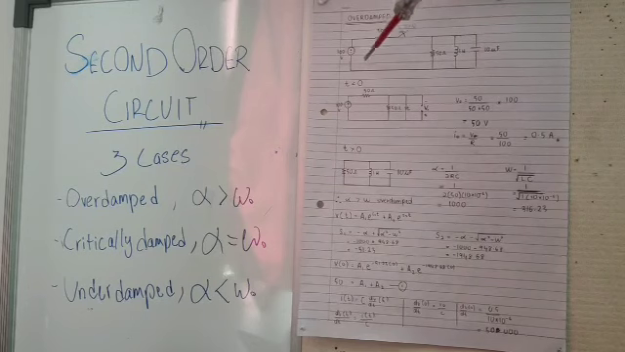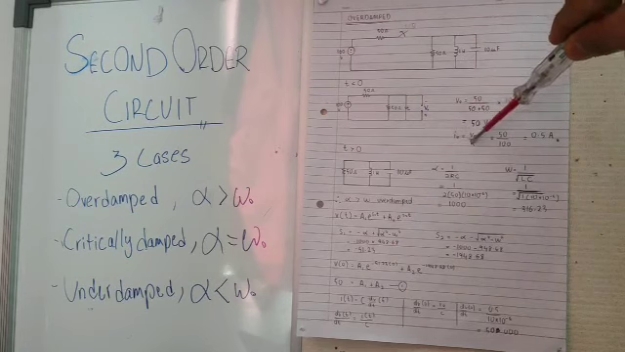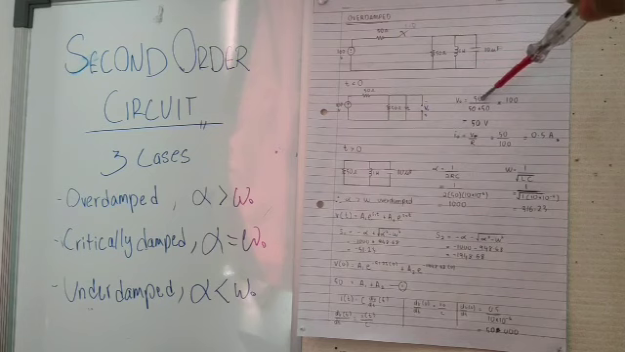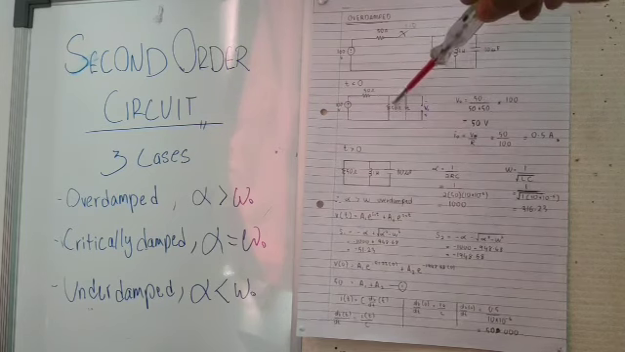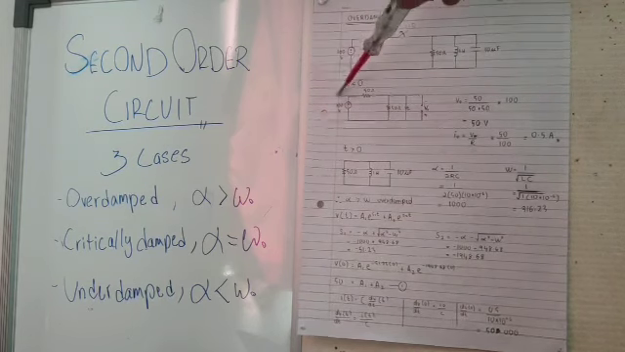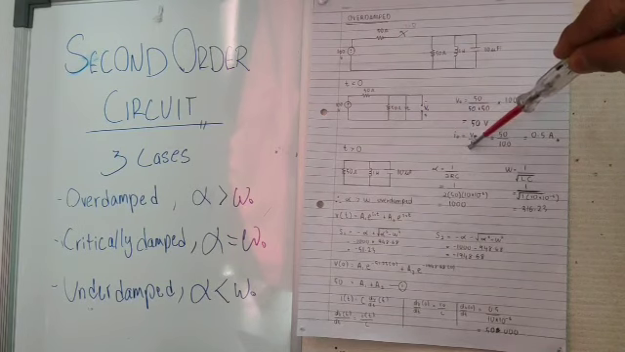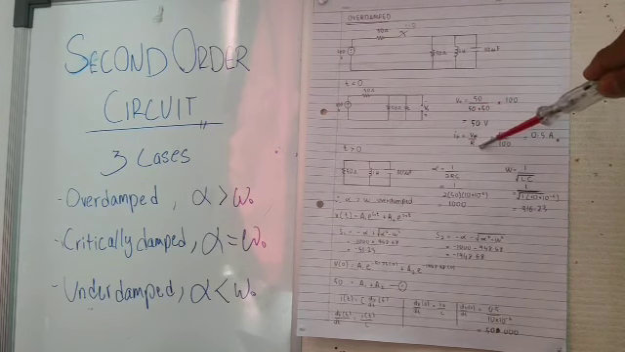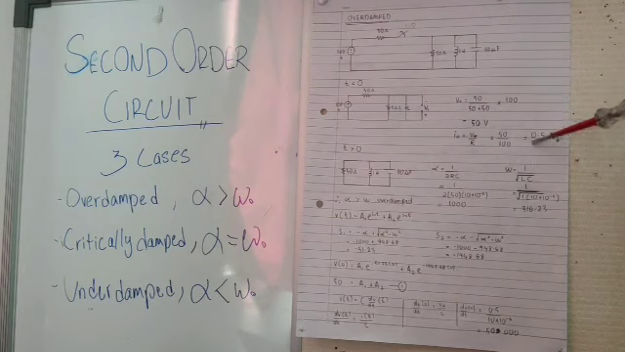So the first step is when t less than 0, we can find V0 and I0. We get the V0 by using the voltage divider, 50 over 50 plus 50 times voltage source 100, and we get 50 volt. And I0, we just use the Ohm's law, V0 over R total. V0 is 50 and R total is 100, so the answer is 0.5 ampere.